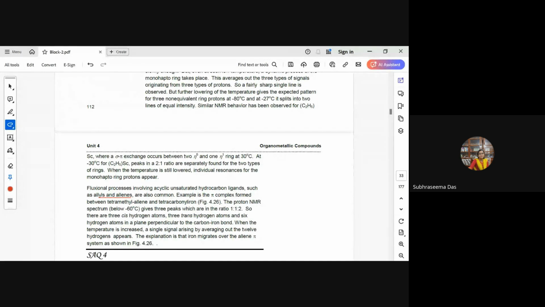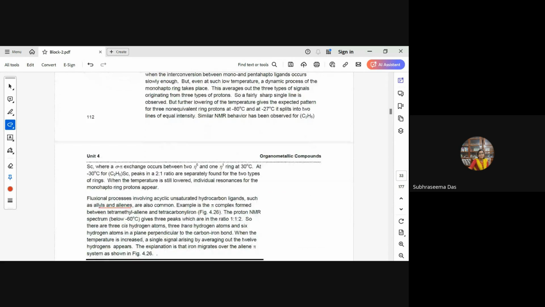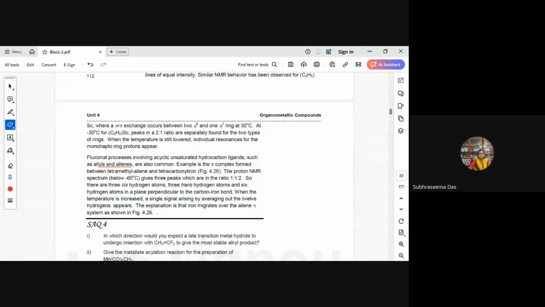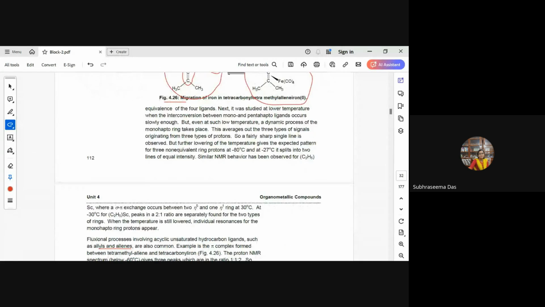The explanation for the observed fluxionality in figure 4.26 could be attributed to the migration of iron over the allene pi system. Here this is the allene pi system, and the Fe(CO)4, that is the iron group, migrates over this allene pi system. This process of migration of iron, or any central metal atom attached with a ligand, is called fluxionality.